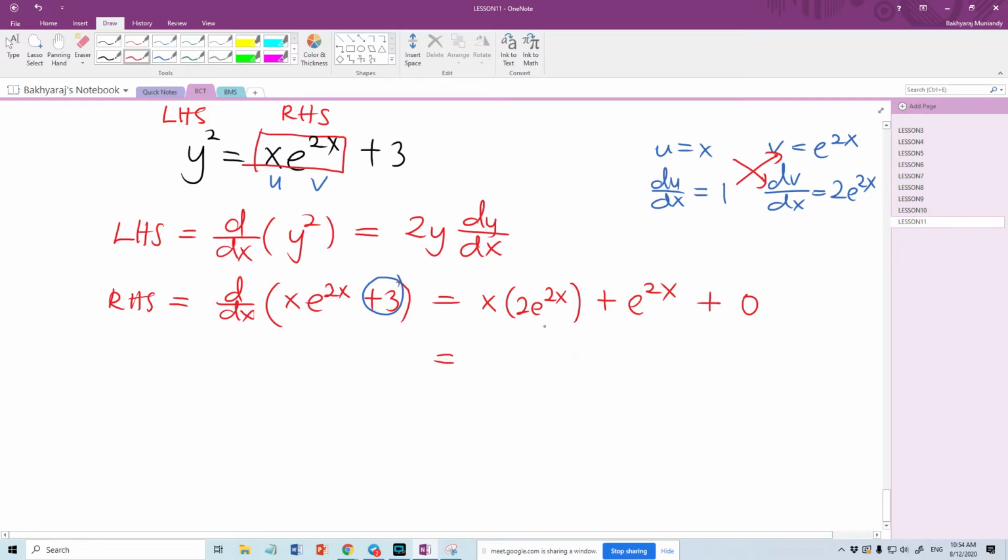So, just rearrange this. Correct, 2x exponent 2x plus exponent 2x. So this is what we get. Okay, now put everything to the equation. So right hand side, left hand side, you can masuk dah dalam formula dia. So kalau kita bagi dia sama, so you get 2y dy dx will be equal.